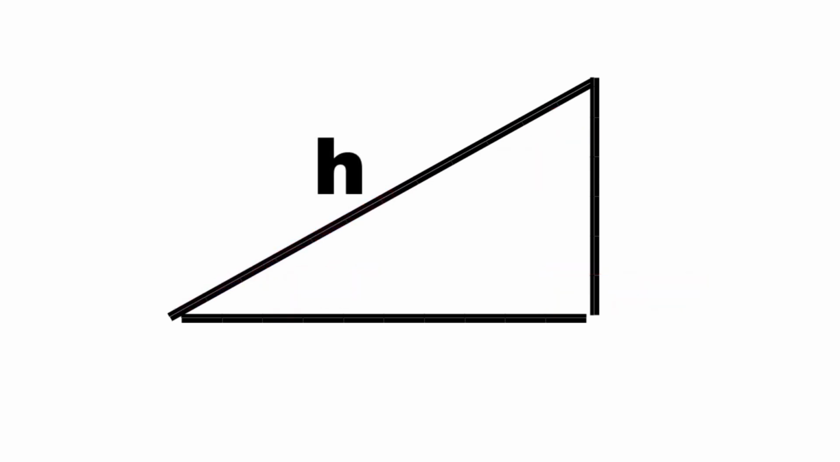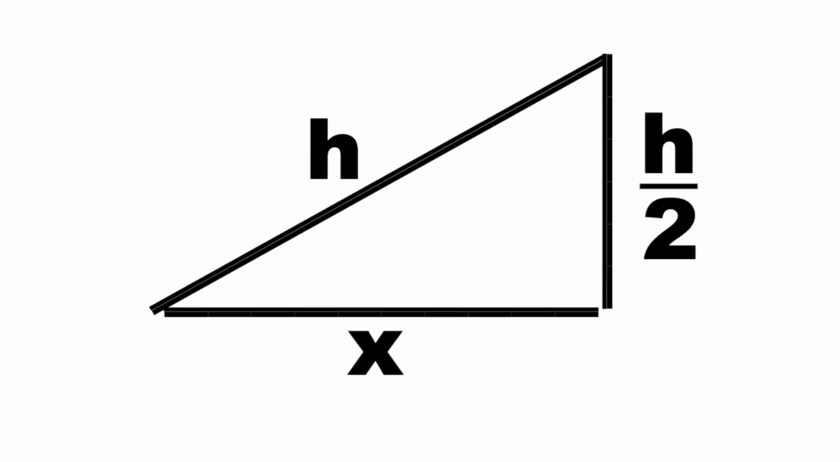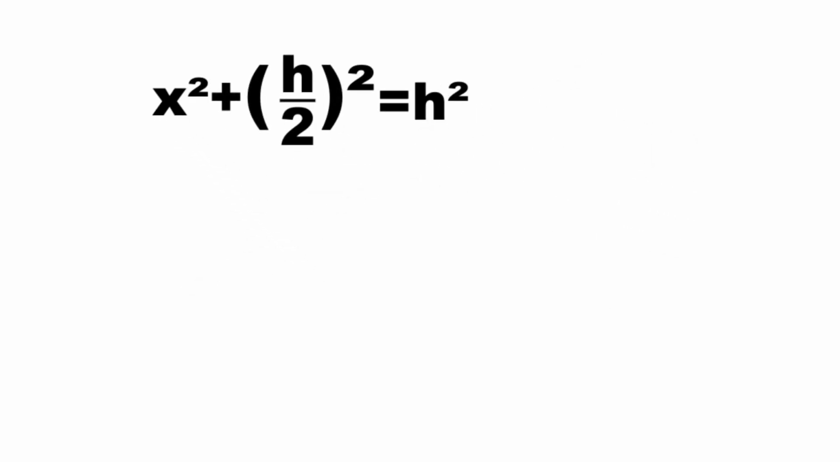Let h be the length of the hypotenuse, so the shorter leg or side is 1/2 h or h over 2, and let x be the length of the longer leg or side. We can use the Pythagorean theorem as x squared plus quantity h over 2 squared is equal to h squared.